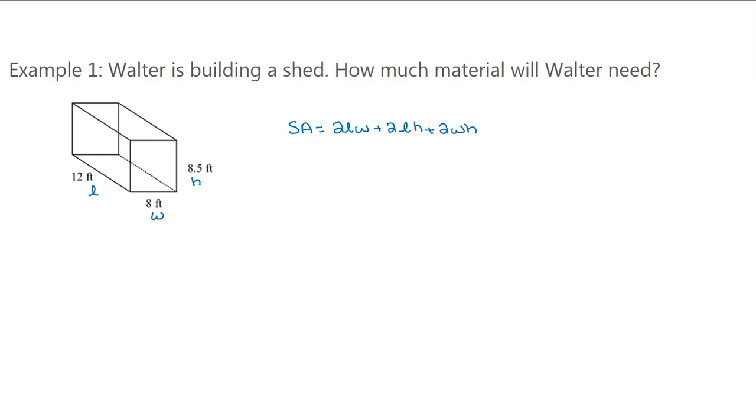So now I'm just going to substitute those values into the formula. So now 2 times 12 times 8 plus 2 times 12 times 8.5 plus 2 times 8 times 8.5. So now you can put that in your calculator and see if you get a value of 532 square feet. So that's how much material Walter will need for his shed.